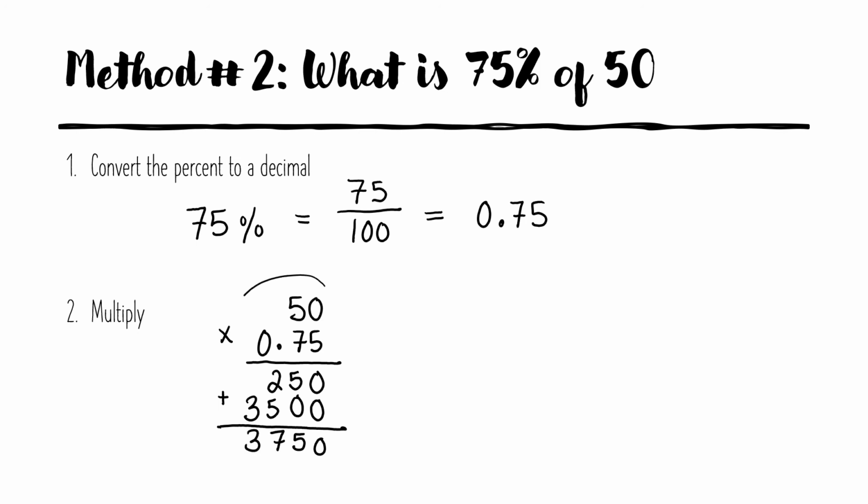If we look back up here at our factors, we had 2 decimal places total, so we need to move our decimal point over 2. So 75% of 50 is 37.5.